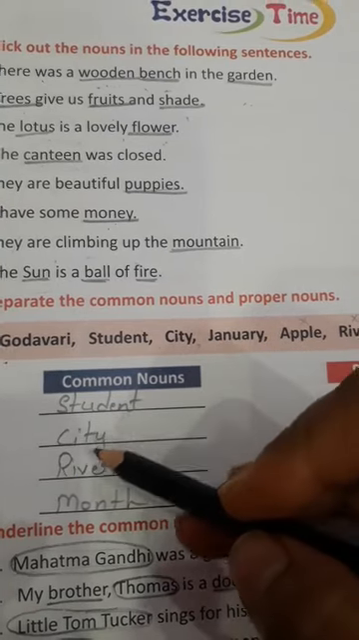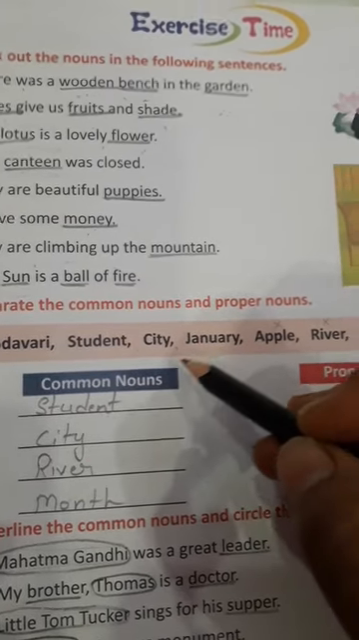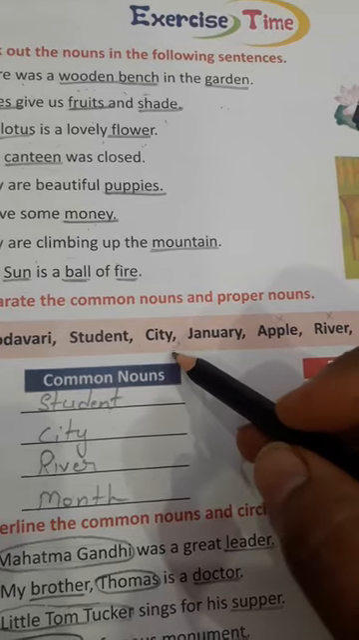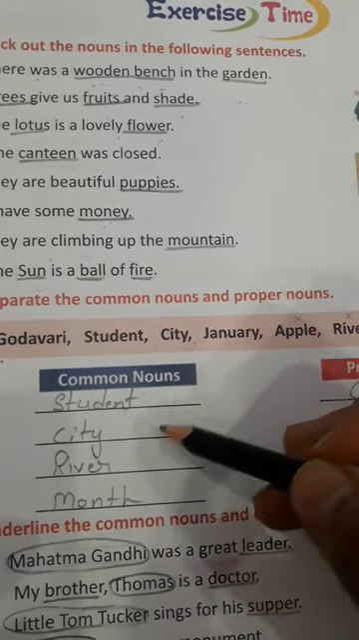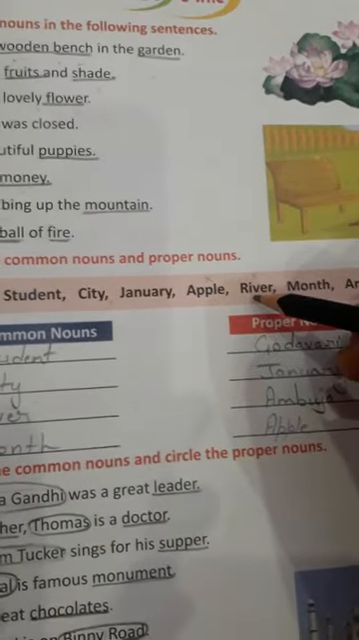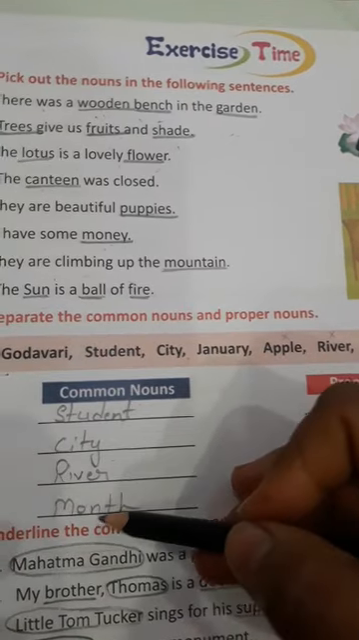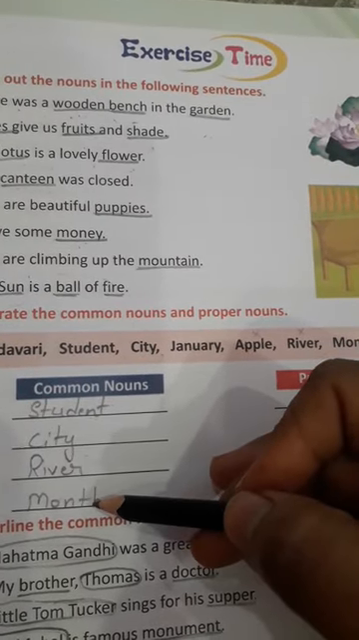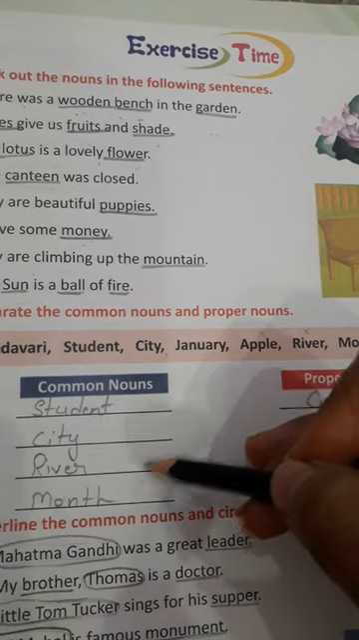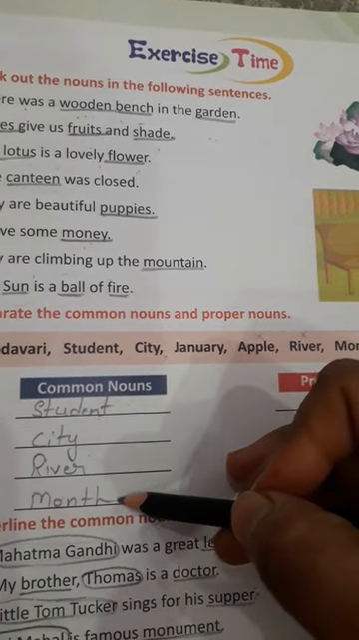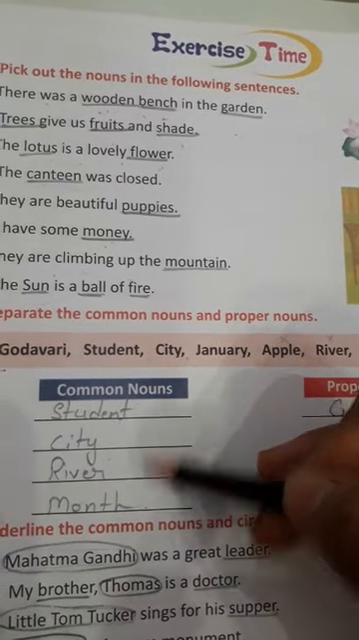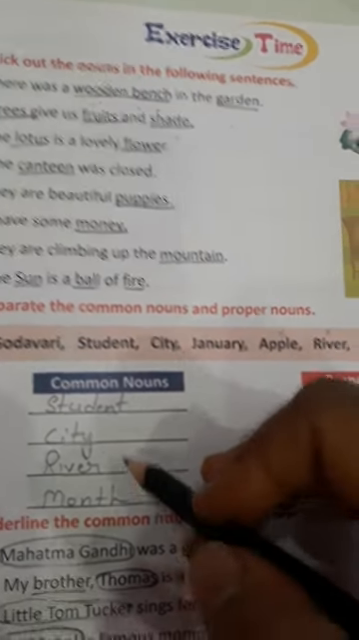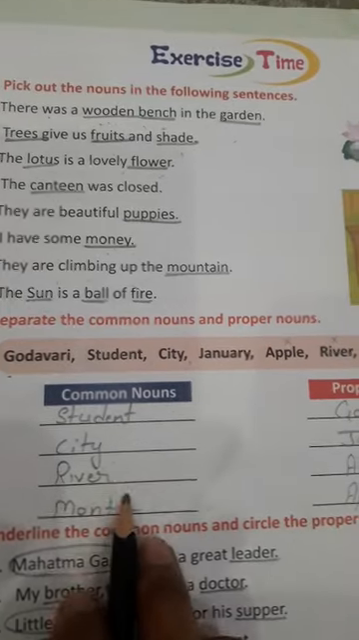City can also be there. It means we are not talking about any particular one. We are talking about the city, so any city can be there. So that is the common noun. You can see the example of river. Any river can be here, isn't it? So I have written it here in the common noun. Month: January, February, means we are not talking about a particular month. January is also a month, February is also a month, March is also a month, April is also a month. So when we are talking about the month, that is going to come under the common noun.